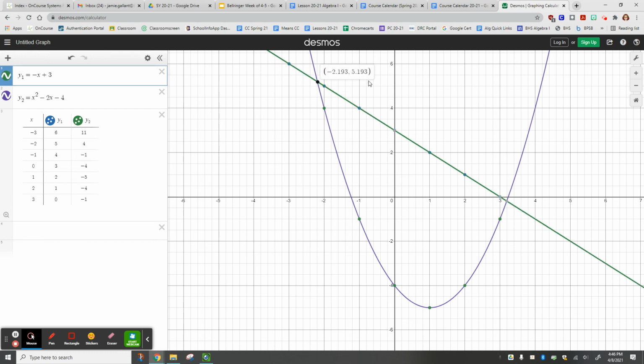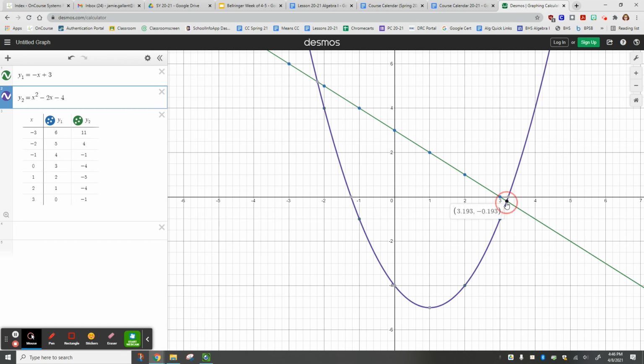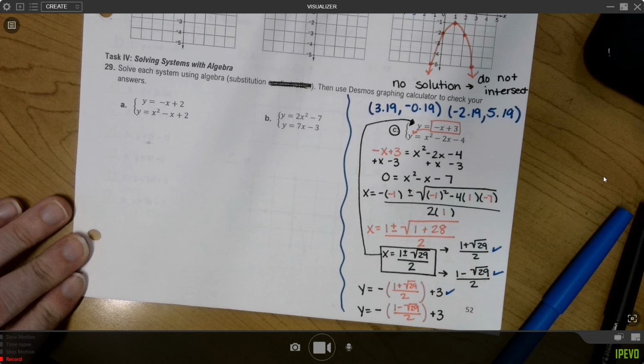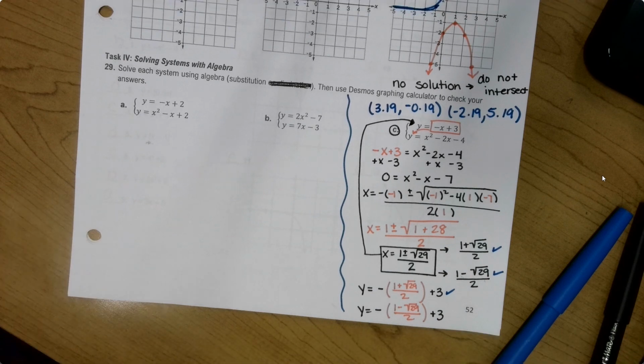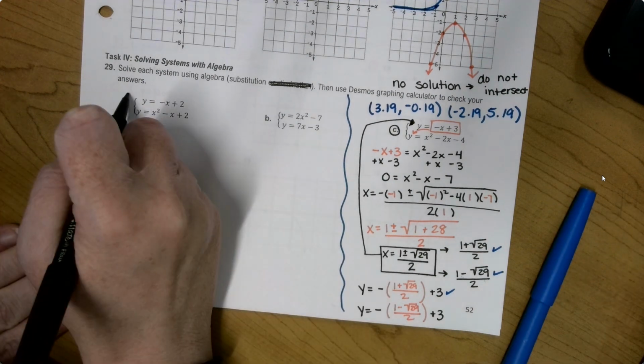Negative 2.19 and 5.193, which is what we have right here. And then 3.19 and negative 0.193, which is what we have right here. All right. So that was kind of an unfair one for y'all. So let me look. I still want you guys to do these two on your own.